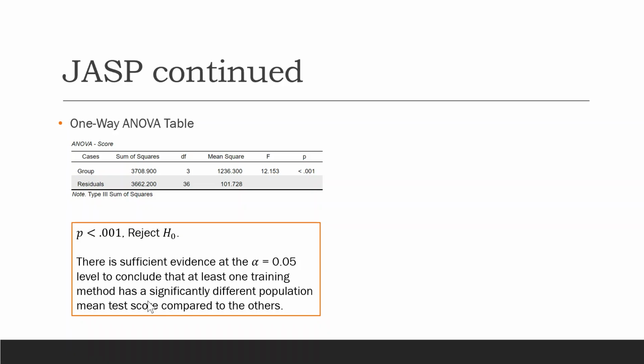And so what we're going to do in the next video is talk about how we can determine which mean is significantly different, or if multiple means are significantly different from one another. We'll see you in the next video.